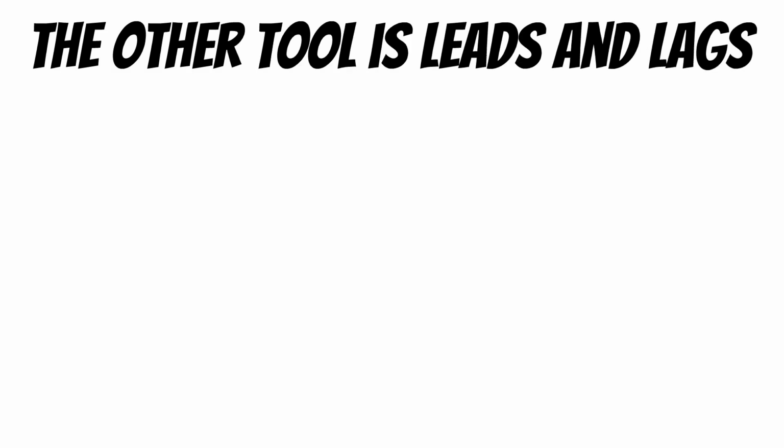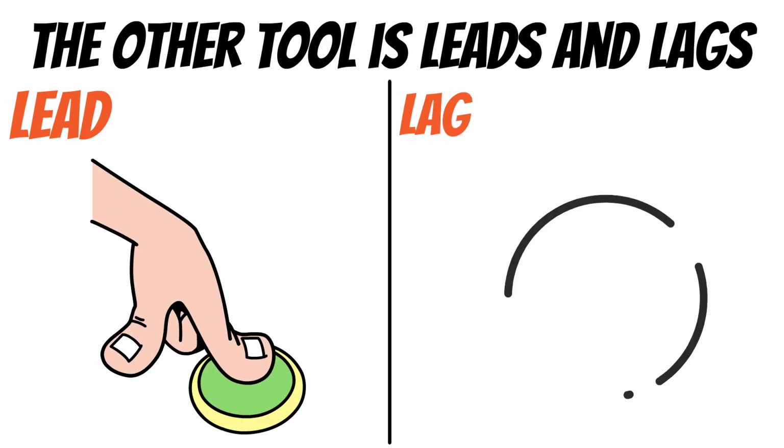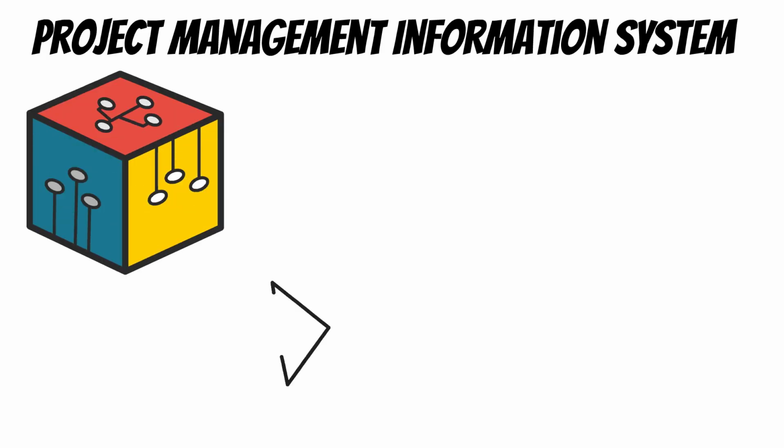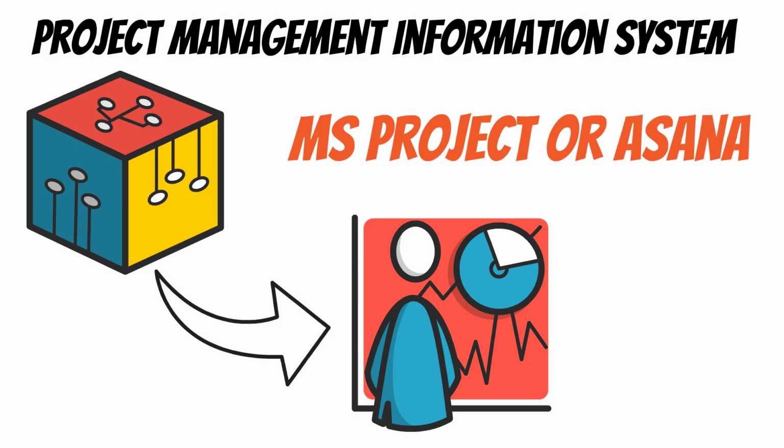The other tool is leads and lags. Fancy talk for adjusting timing. Lead equals starting a task early. Lag equals adding a delay between tasks. And finally, project management information system, software that helps you track and visualize dependencies. Think scheduling tools like MS Project or Asana.